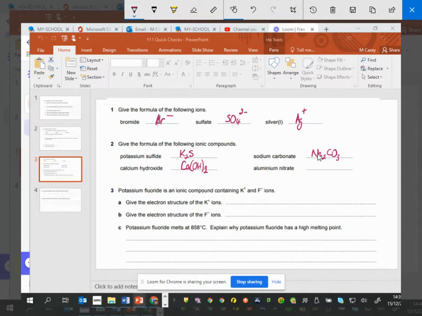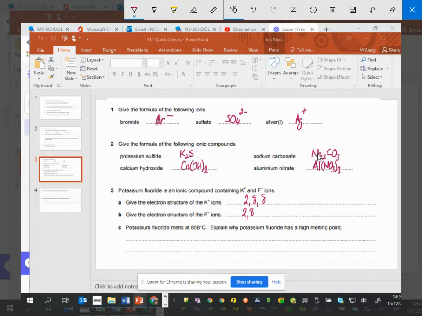Sodium carbonate, Na2CO3, because carbonate has a 2 minus charge, sodium has a plus charge, so the drop and swap means the 2 will end up with sodium. And aluminium nitrate: aluminium is 3 plus, nitrate is minus 1, so you're going to need 3 nitrates for every aluminium. Okay, electron structure, so our electronic configuration, it's 2.8.8.